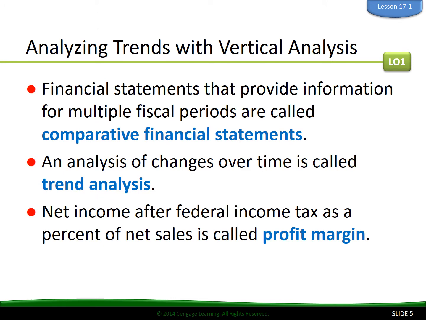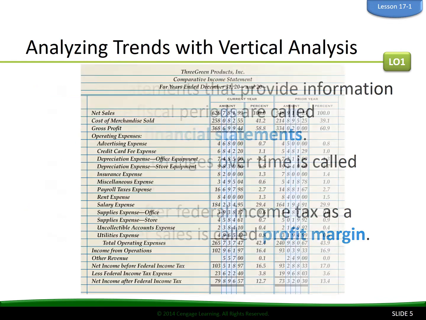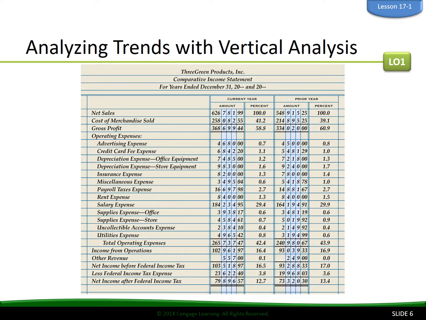Analyzing trends with vertical analysis. Financial statements that provide information for multiple fiscal periods are called comparative financial statements. An analysis of changes over time is called trend analysis. Net income after federal income tax as a percent of net sales is called profit margin. This is an example of analyzing trends with a vertical analysis. Okay, so you could see the percents on the right-hand side of the current year and the prior year.